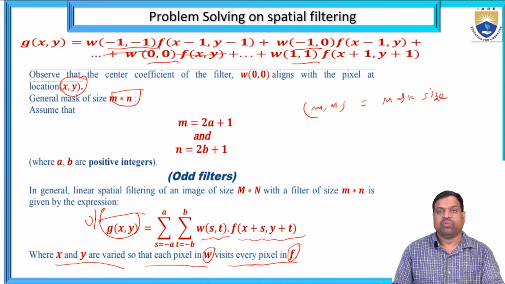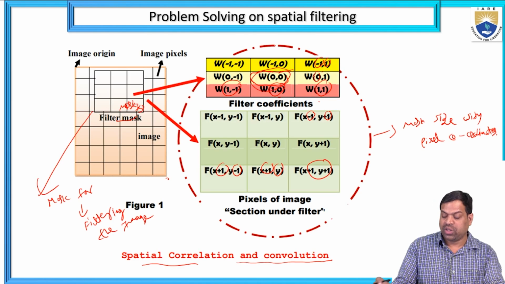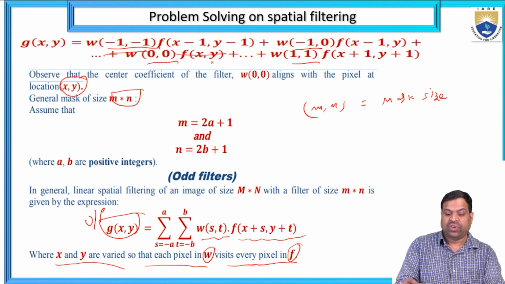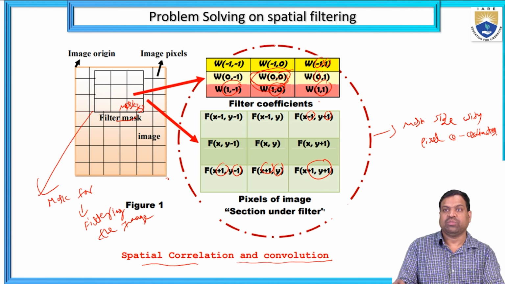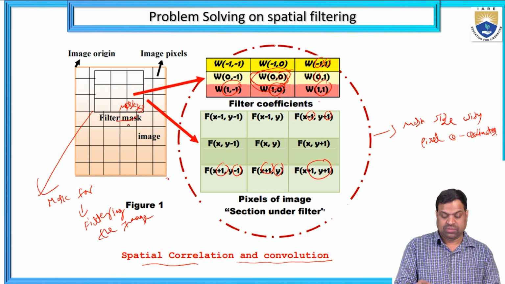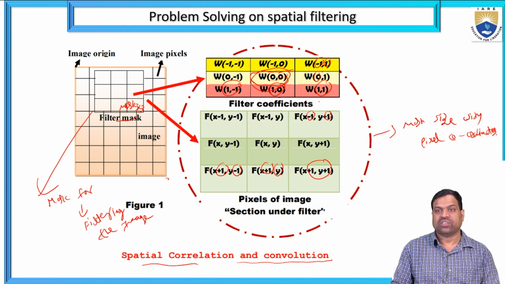So g of x comma y equal to what? What are the coordinates here? g of x comma y equals w of 0 comma 0. We can see what the values are; it will be shown in this figure. W of 0 comma 0, on the left side is 0 comma minus 1, 0 comma 1, 1 comma minus 1, 1 comma 0, 1 comma 1, minus 1 comma minus 1, minus 1 comma 0, minus 1 comma 1. Like this, these are the filter mask with image coordinates.